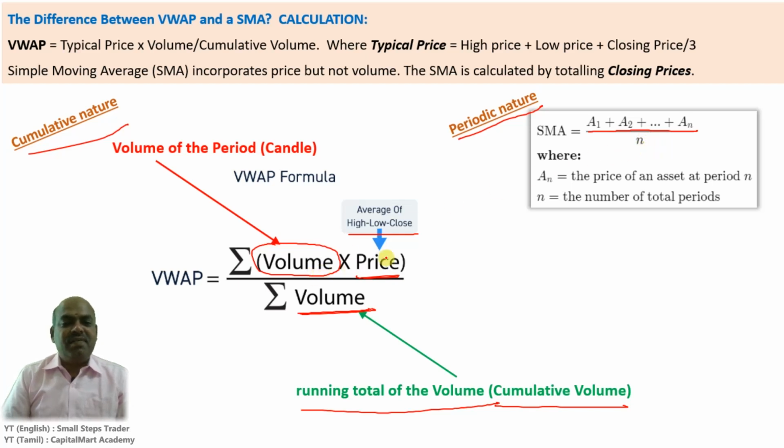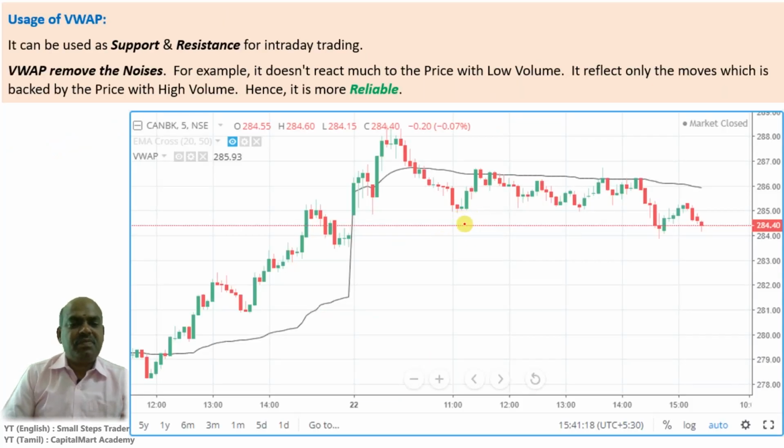So that is the difference between SMA and VWAP. What is the other usage of VWAP? It will act as support and resistance. For example, if the price cuts the VWAP and moves to the upper side, you are generating a long position here. Once you generate the long position, you take this VWAP as support.